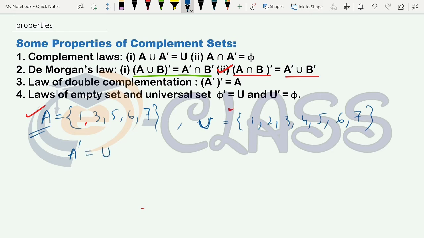A complement equals the universal set minus A. That is, we just write the elements of the universal set which do not belong to A. A contains 1, 3, 5, 6, 7, so we omit them and write the remaining ones, that is 2 and 4. So A complement equals {2, 4}. Now we have to calculate (A complement) complement.